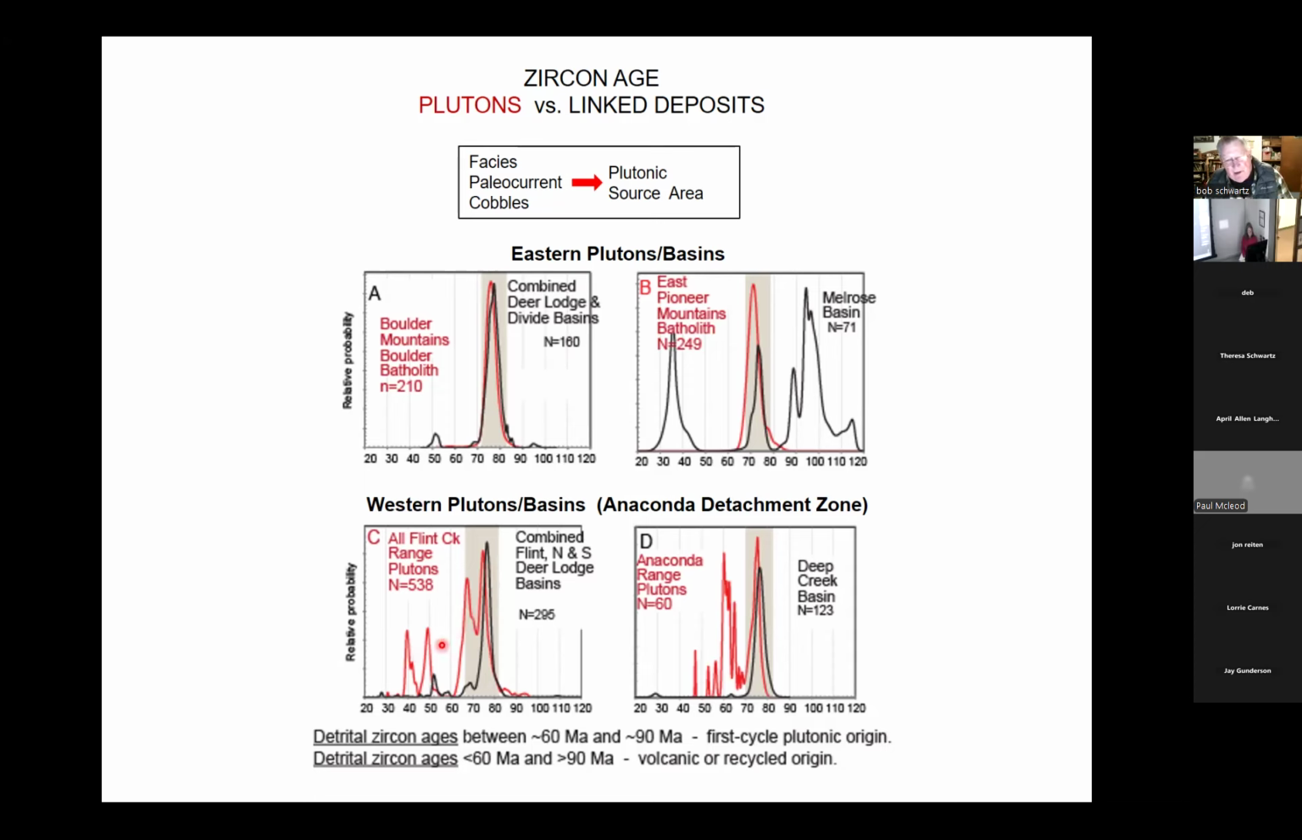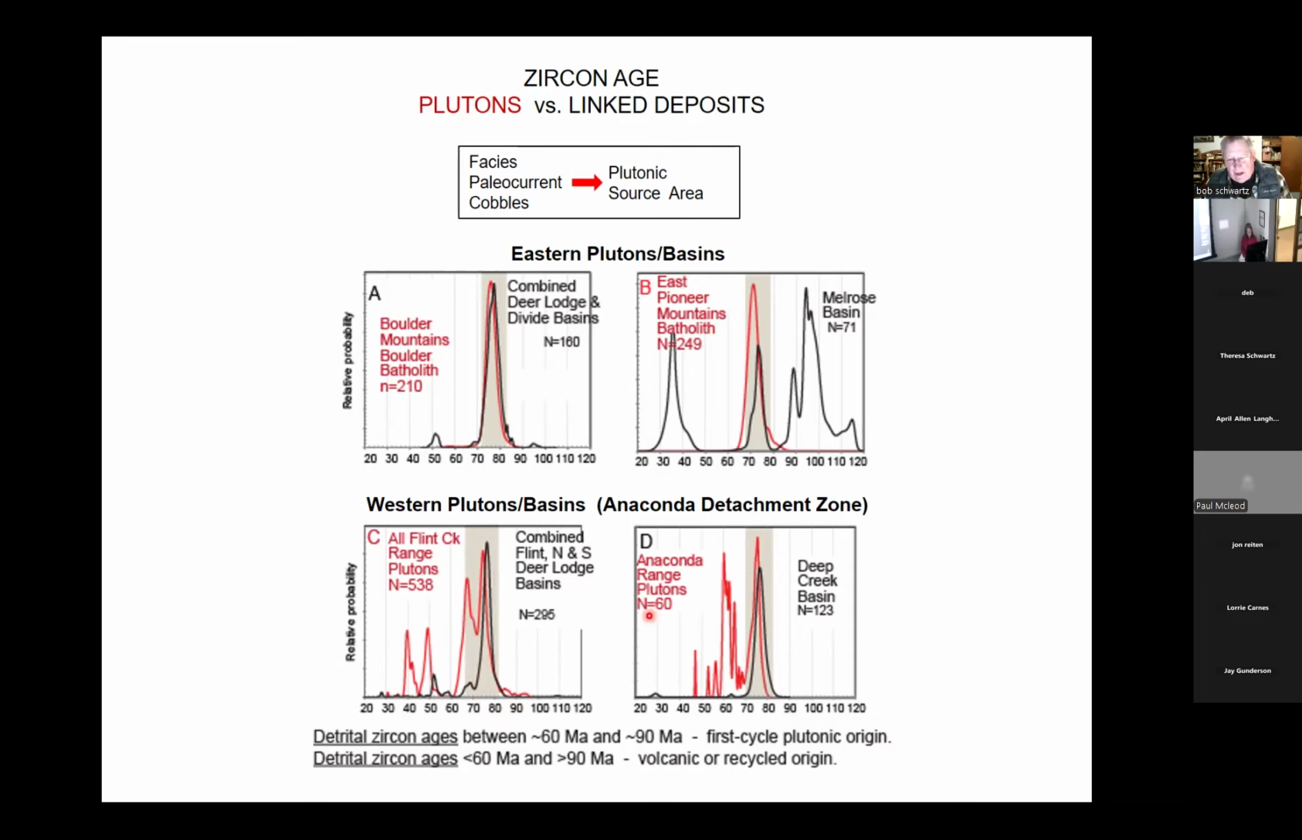rocks, at least in our mind initially, was, hey, these are the source rocks that we know are linked with these deposits, but they have all these younger modes. Why are they not in the detritus? Why are they not reflected in the detritus?